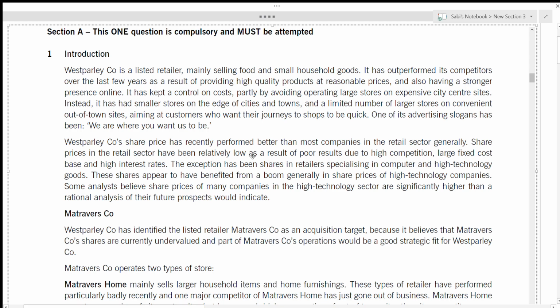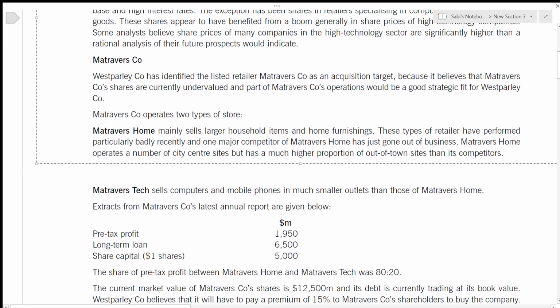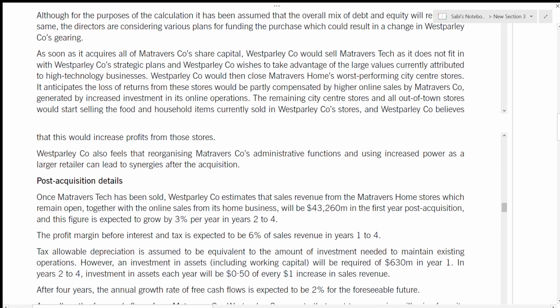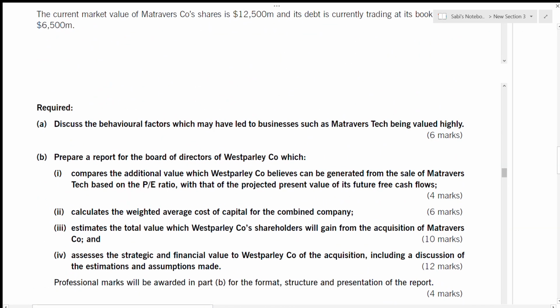Or you can go and read the requirements also. Let's read the requirements first. As you can see, it's going to 2 pages. Let's read the requirements first.